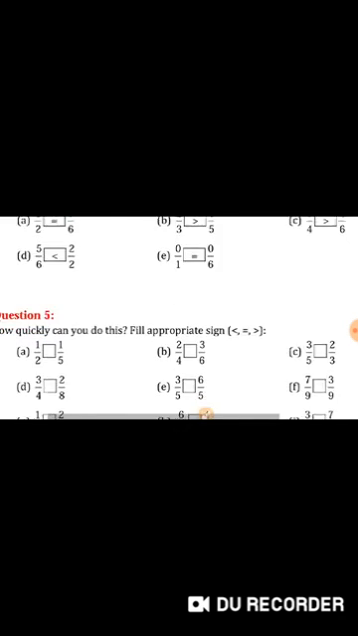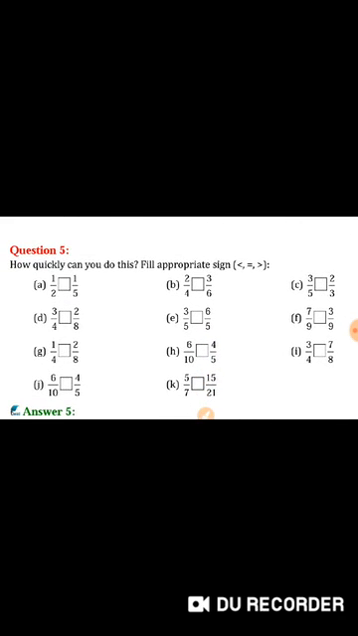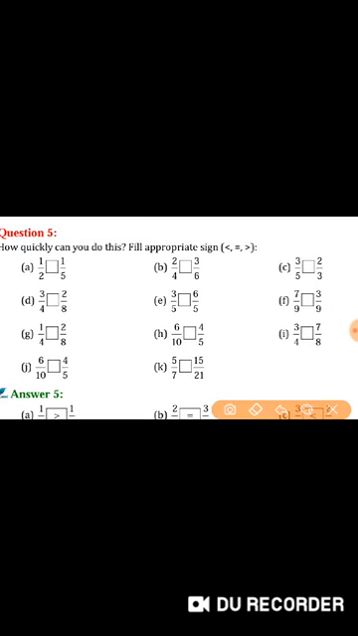Then question number 5. How quickly can you do this? Fill in the appropriate sign. How quickly means, as I said just now: if the denominators are the same, the numerator which is smaller gives the smaller fraction. If the denominators are different but the numerators are equal, the denominator which is less will be the greater. By that you can find it. First we have to simplify. Then the numerators are the same, so here 2 is the smaller number, that's why it is greater.